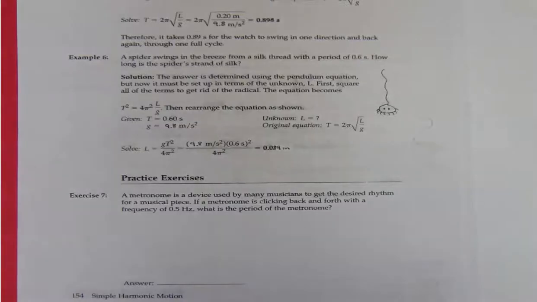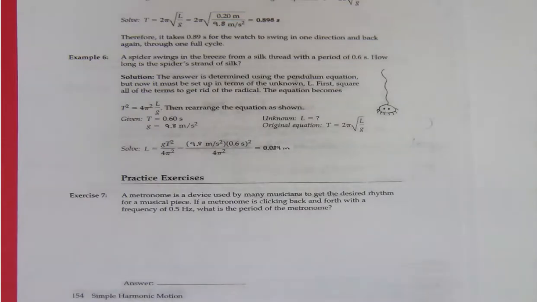All right, so we are going to do the period, frequency, pendulum stuff. So let's do number 7. A metronome, a device used by many musicians to get a desired rhythm for a musical piece. If a metronome is clicking back and forth with a frequency of 0.5 hertz, what is the period of the metronome?